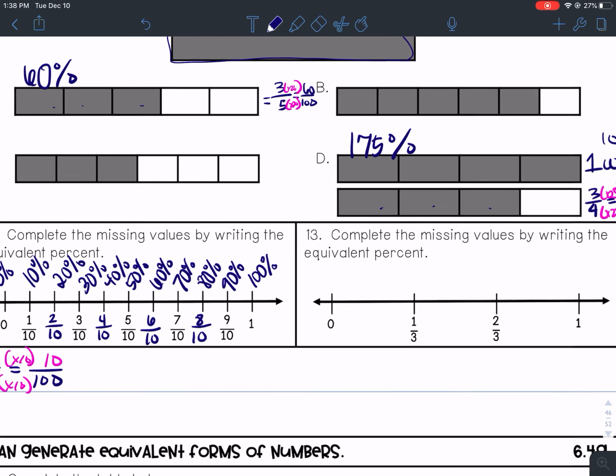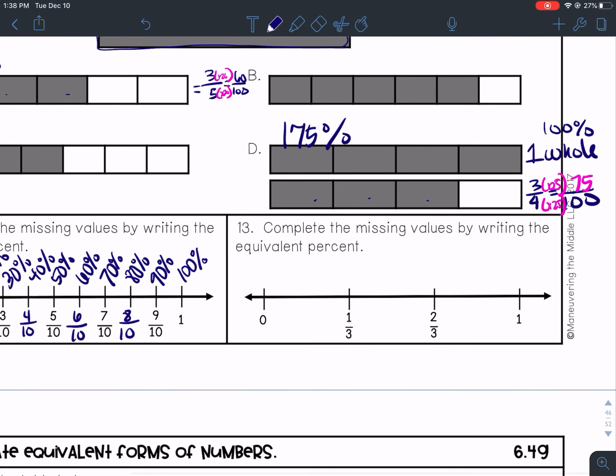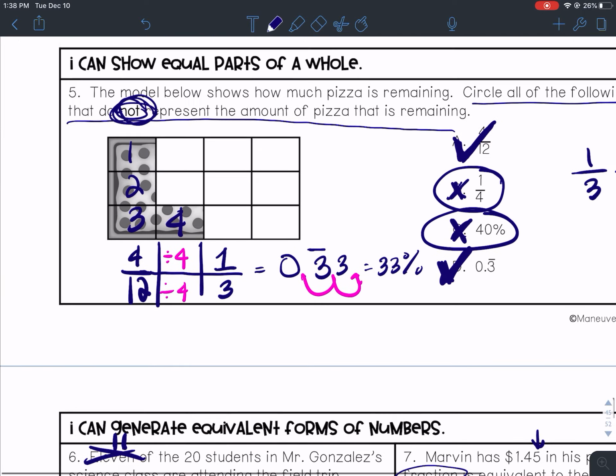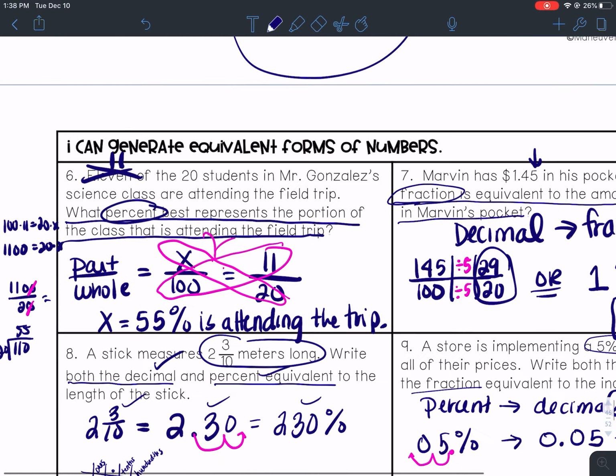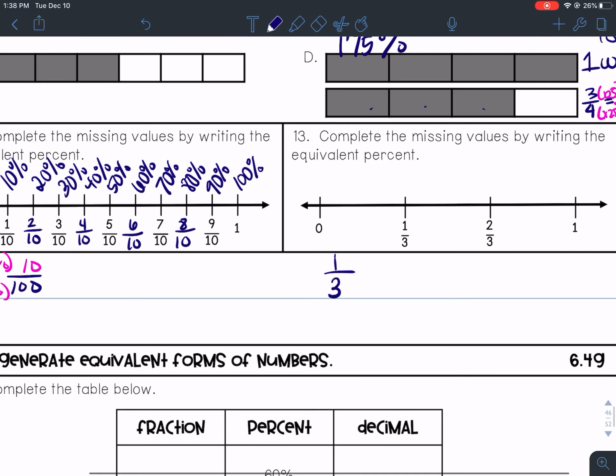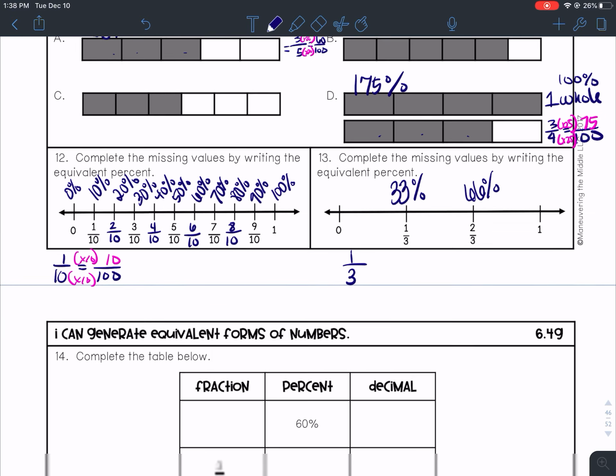Okay, now over here, complete the missing values by writing the equivalent percent. So I have 1/3. I want to figure out what it is as a percent. I did this one already, up here. See how I had 1/3? I told us already what the percent was, so I'm not going to do the whole math again. Like I said, let's start memorizing them. So this is 33%. This is 66%. Okay.